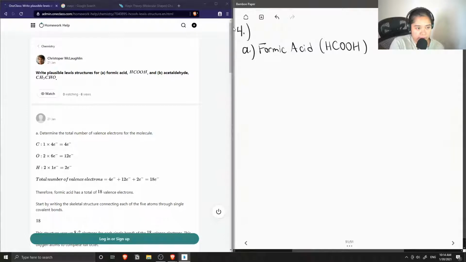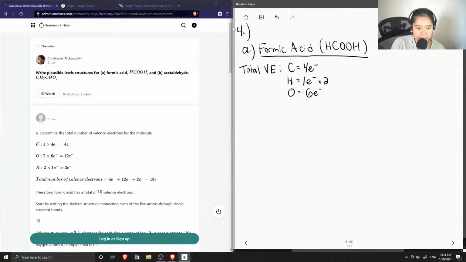To write out its Lewis structure, we first need to calculate the total number of valence electrons in this compound. Carbon has 4 valence electrons, hydrogen has 1, and there are 2 hydrogen atoms, so we multiply this by 2. Oxygen contains 6, and again, since there are 2 oxygen atoms, we multiply that by 2. And we get a total number of electrons equal to 18.